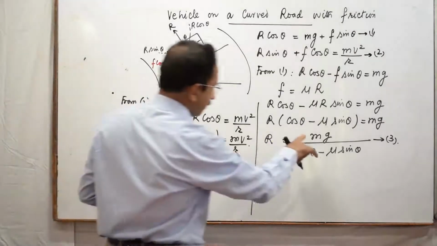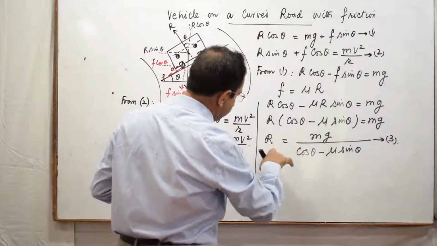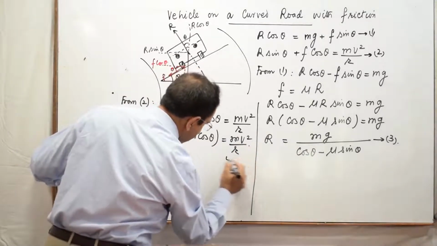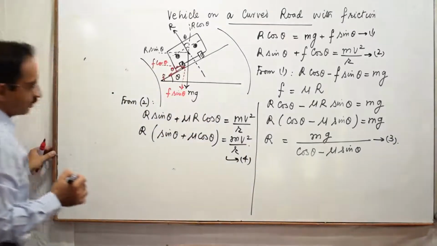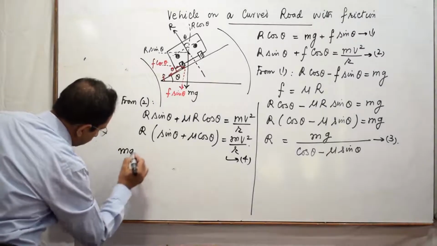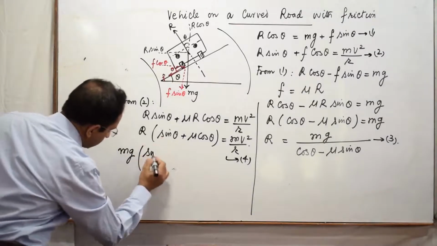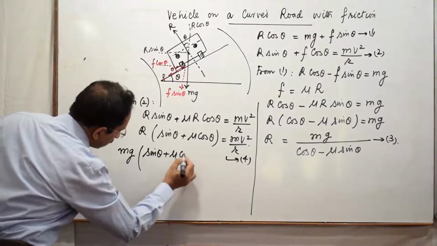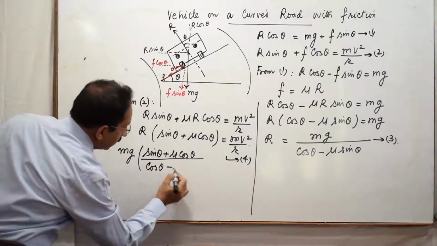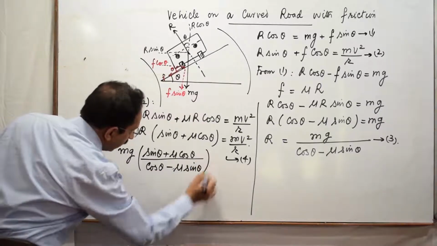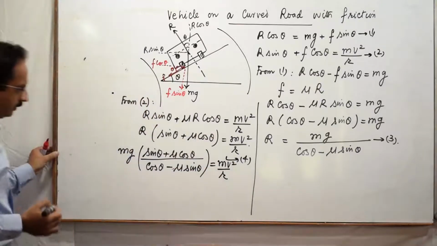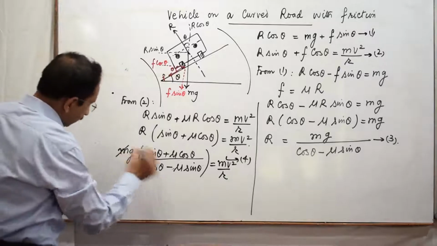Now I can substitute this value of R and put it here. So I am substituting from 3 in this equation. If you call this 4 for a while, I am substituting from equation 3 in equation 4. So what I get is mg into sin theta plus mu cos theta divided by cos theta minus mu sin theta equal to mv square by R. Okay. Now we can cancel out m and m.